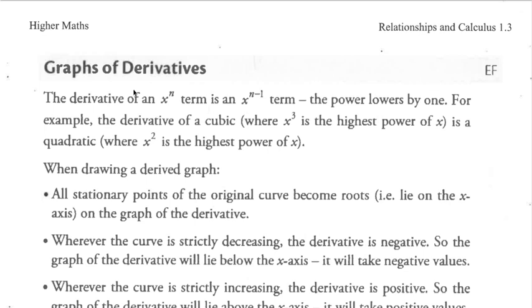The derivative of an x to the n term is an x to the n minus 1 term. The power lowers by 1. For example, if we find the derivative of a cubic, where x cubed is the highest power, that will be a quadratic, where x squared is the highest power. So if we differentiate an x cubed, we'll get 3x squared, for example. So we've gone from a cubic to a quadratic.